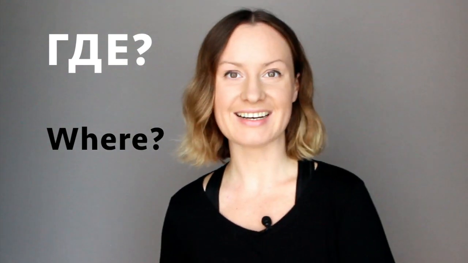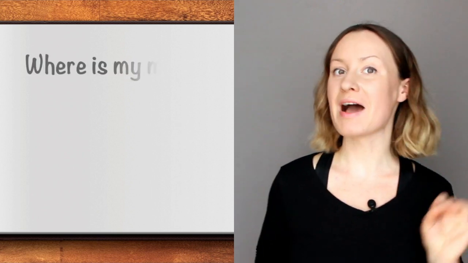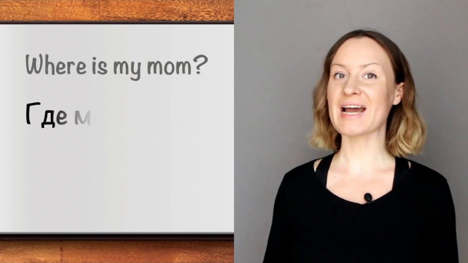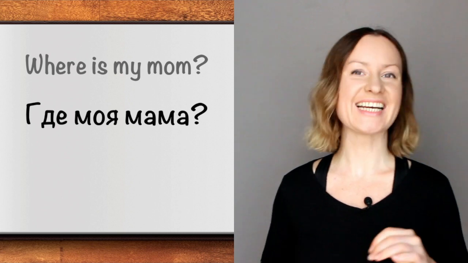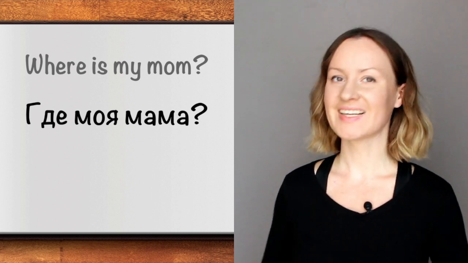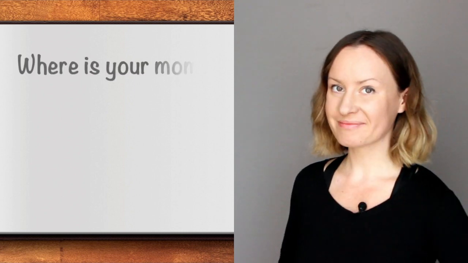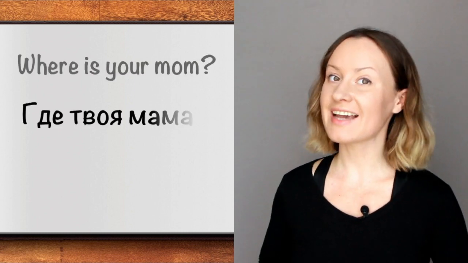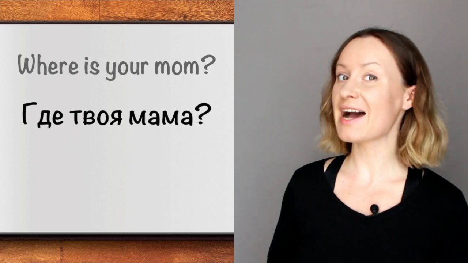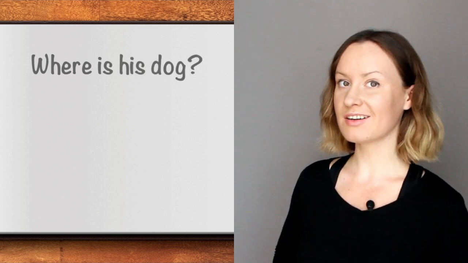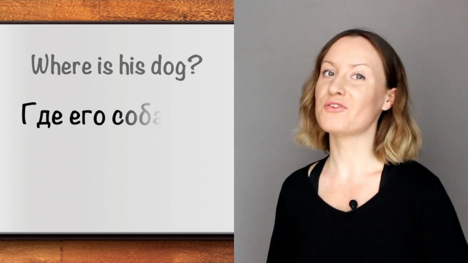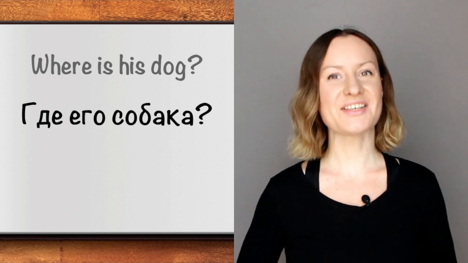Where? Где? For example, if you want to ask where is my mom, it would be где моя мама? If you want to ask where is your mom, you would say где твоя мама? Or, for example, if you want to ask where is his dog, you would say где его собака? Okay, all these words, мама, собака, are feminine.